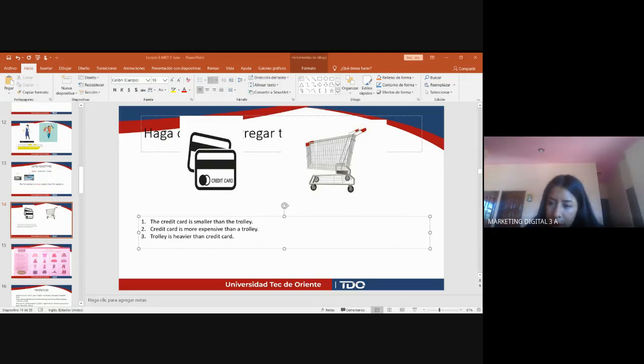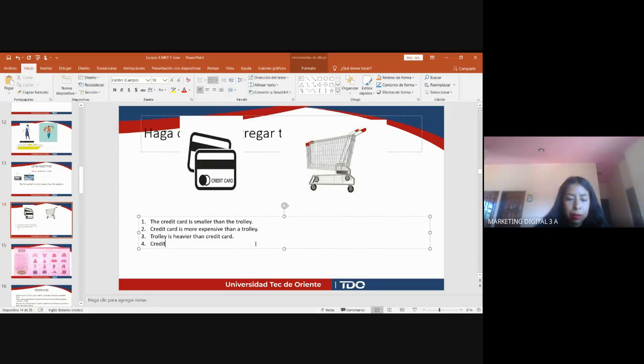With the credit card you buy products; at the shopping cart you only store the products. Yeah, but there's no comparison. It's not a comparison. Maybe you can say that the trolley is more useful to carry products. No, the trolley is more useful than the credit card. Maybe you can say that. The car is more comfortable than the trolley. Comfortable to carry, maybe.